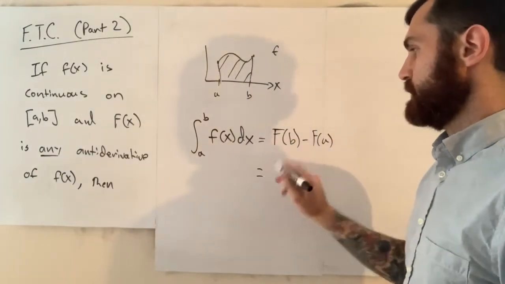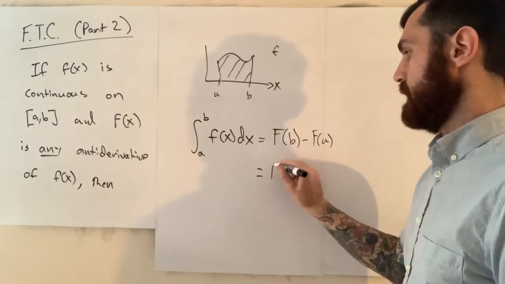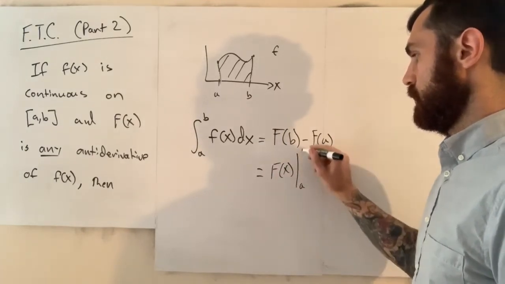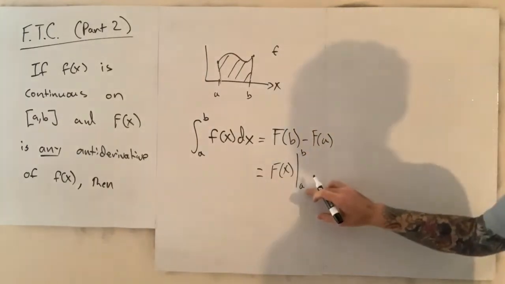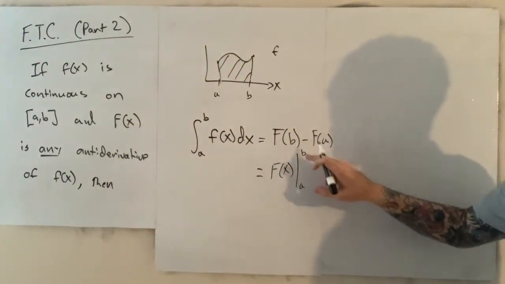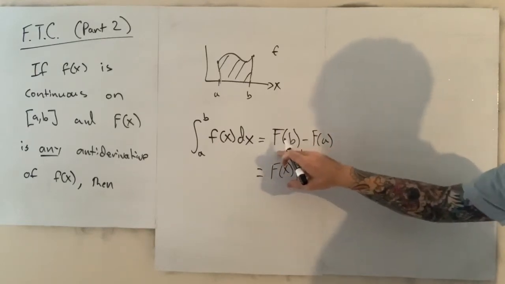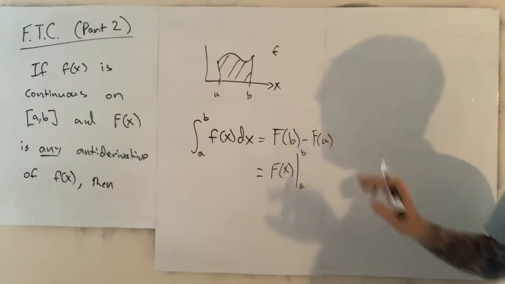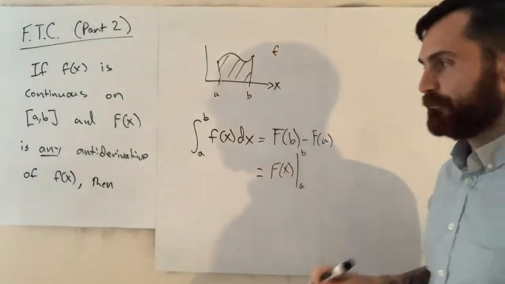And sometimes this is just written as large F of x, and you put this bar here from a to b. And this just means the same thing as we need to evaluate F at b and F at a and take their difference in that way.